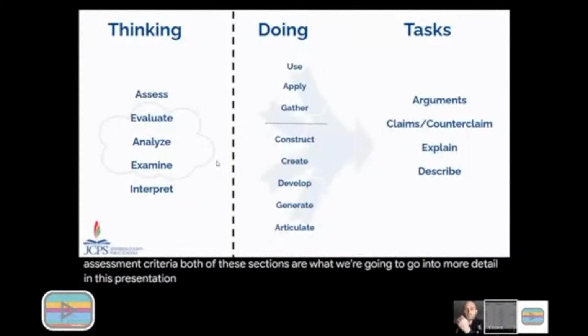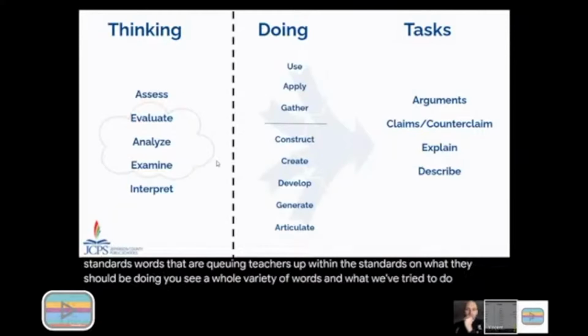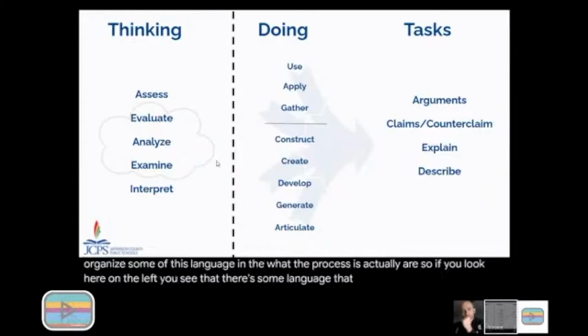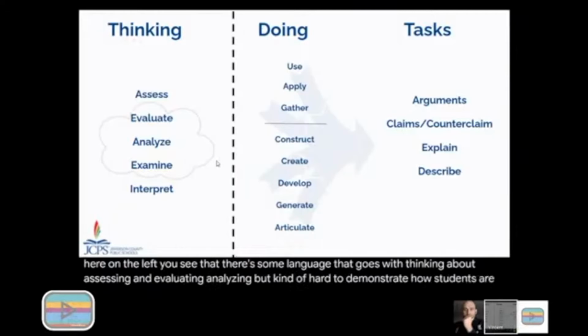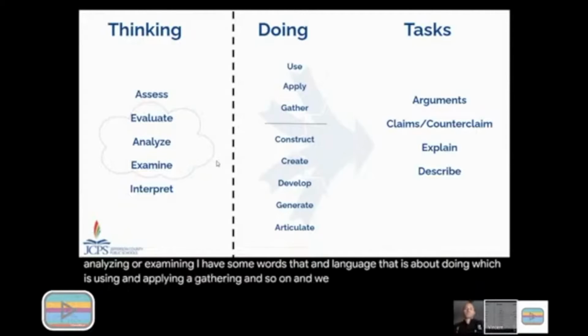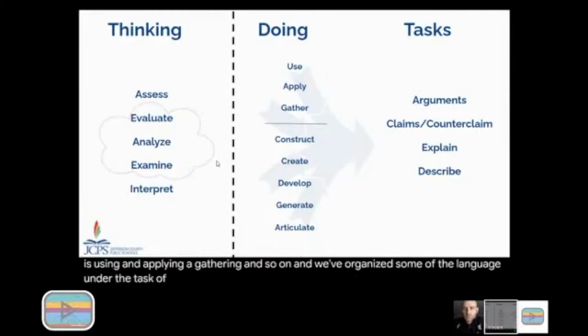Before we talk about our task section, these are action verbs that you see in social studies standards, words that are cueing teachers up within the standards on what they should be doing. You see a whole variety of words, and what we've tried to do is organize some of this language into what the processes actually are. So if you look here on the left, there's some language that goes with thinking, about assessing and evaluating and analyzing, but it's kind of hard to demonstrate how students are analyzing or examining. We have some language that is about doing, which is using and applying and gathering and so on. And we've organized some of the language under the task over here that can really help demonstrate that.